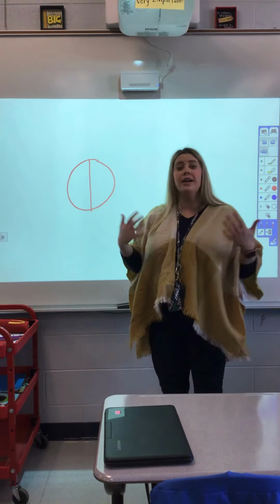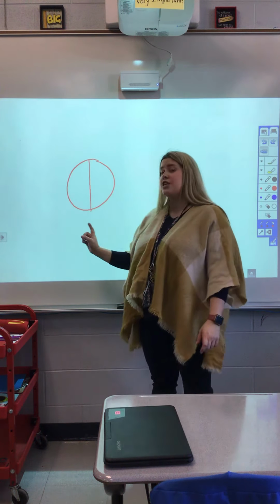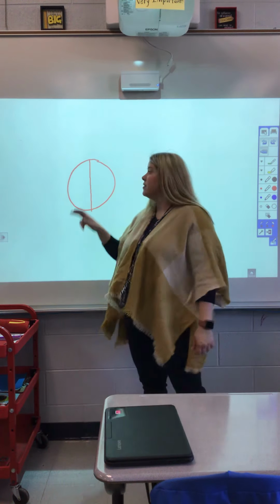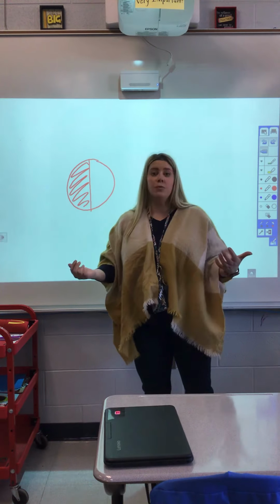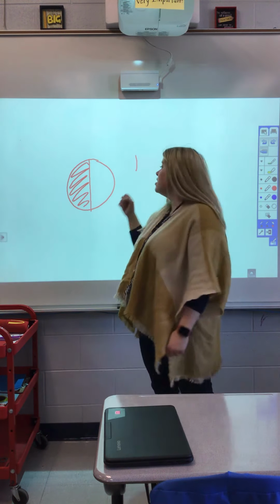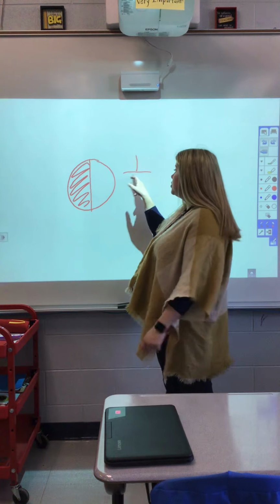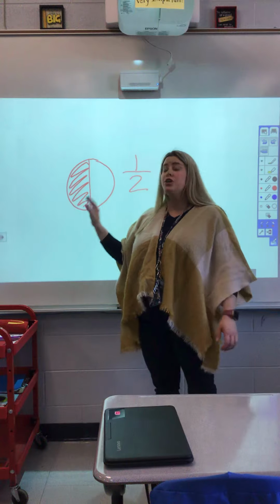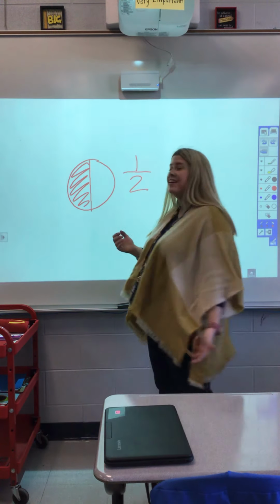I have a circle and I cut it in half. What is the unit fraction of one of those pieces? Okay, well I'm talking about one piece and I know my numerator for a unit fraction is always 1. What would my denominator be? Right, it would be 2 because I have 2 parts. So the unit fraction for this shape is 1/2. All right.